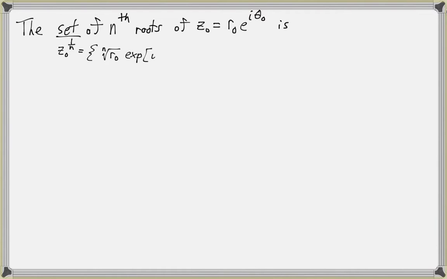So the set of nth roots of z0, which is r0 e to the i theta 0, in set form, we're going to write as z0 to the 1 over n power. It's the set of all expressions equal to the nth root of r0 times the exponential e to the i times the quantity theta 0 plus 2 pi k all over n, where k is an integer.